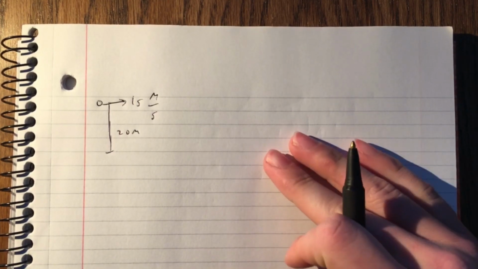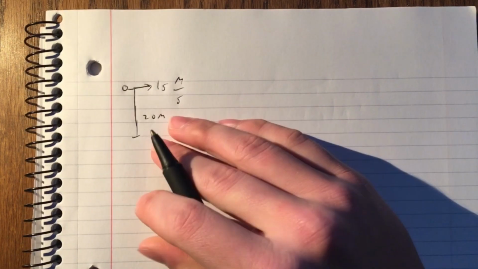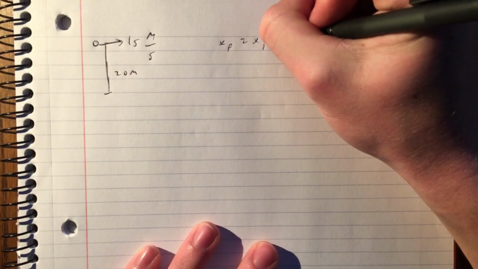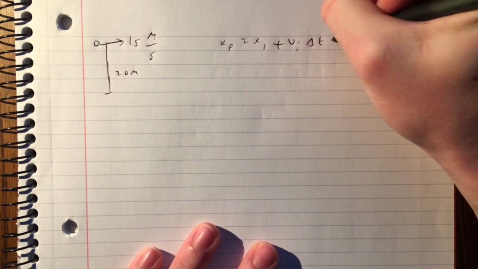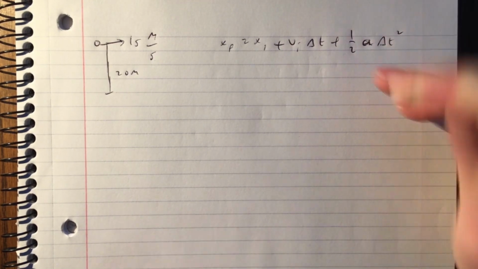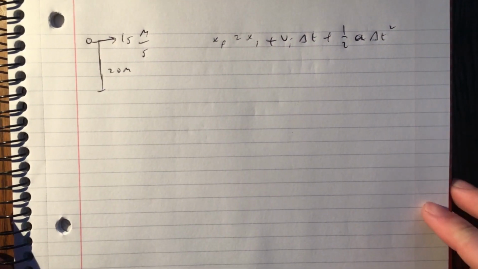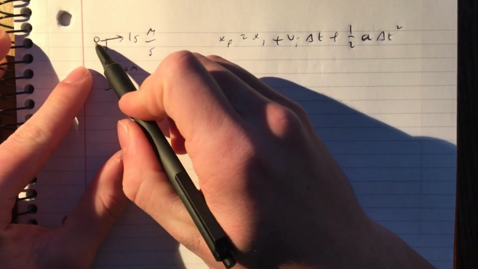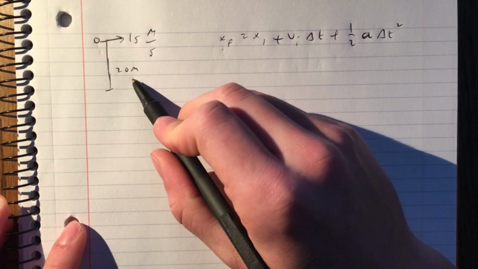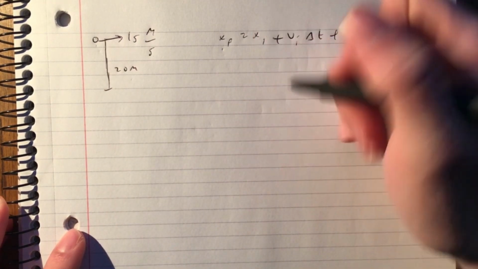So we can use one of our kinematics equations to find out how long it takes the ball to fall this 20 meters, because we know acceleration due to the Earth's gravity is 9.8 meters per second squared. So final position equals initial position plus initial velocity times change in time plus 1/2 times acceleration times change in time squared. So if we set the ball's initial vertical position to be 0, then its final position when it hits the ground will be -20, because it'll fall those 20 meters down to the ground.